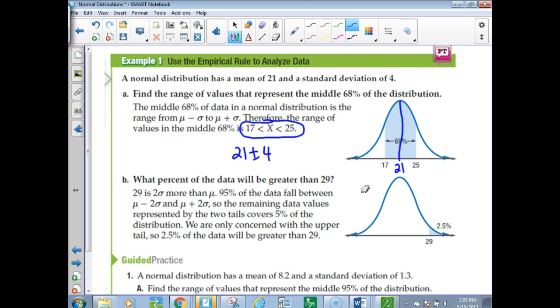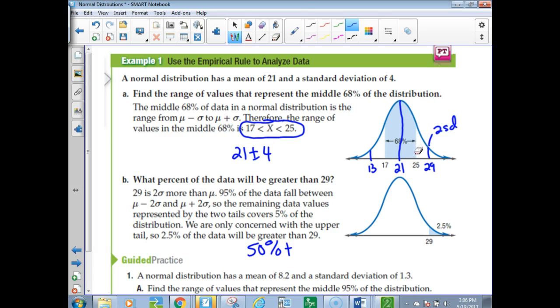What percent of the data would be greater than 29? Well, if I extended this diagram here and kept going 4 more to the right, at 2 standard deviations we'd be at 29. If we went left, that'd be 13. If you went to 29, you're already at 2 standard deviations from the mean. 50% would have been on the left side. Remember, half the data is on the left of the mean. So they have 50% of the data.